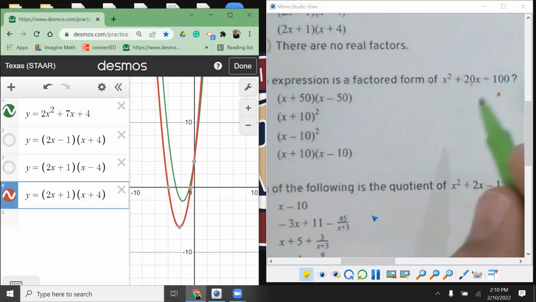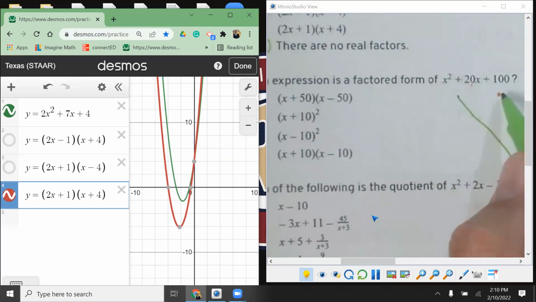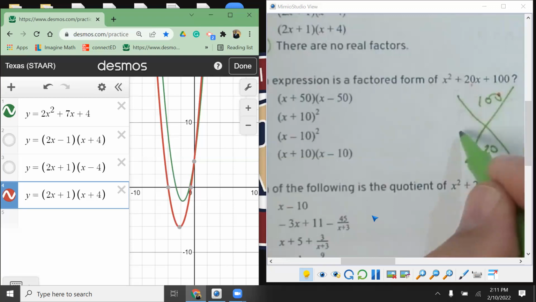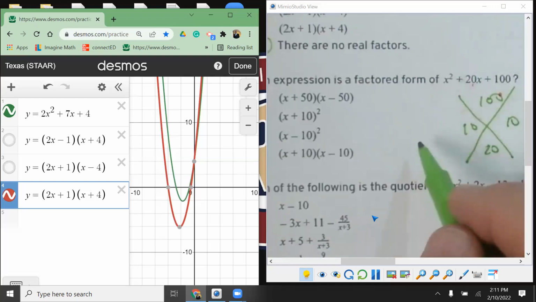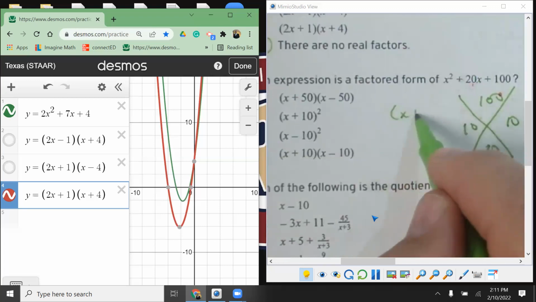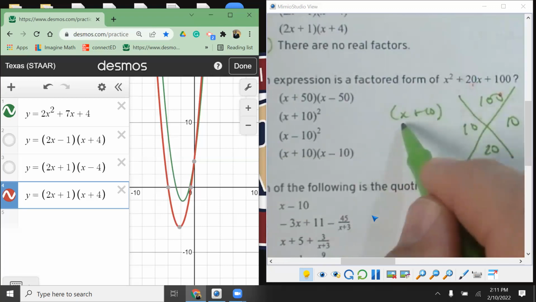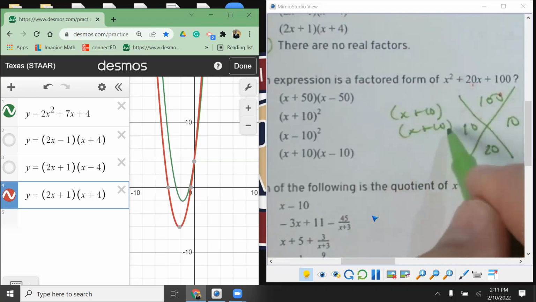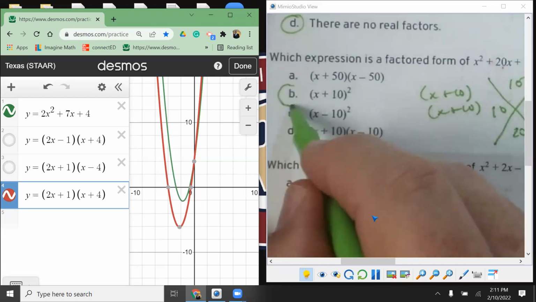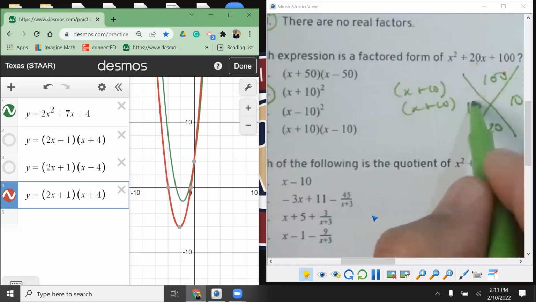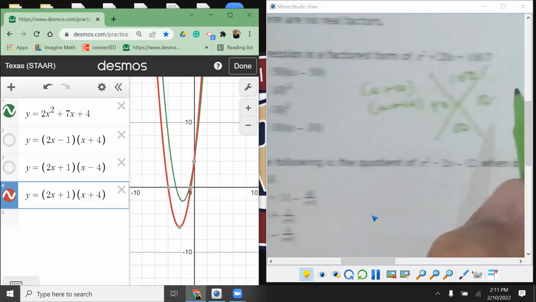All right, so I mean, you actually could do this without even Desmos. I mean, you could do it in Desmos. I'm going to try to do it without it. What two numbers multiply together give me 100, but when I add them, I get 20. Well, two numbers I know that give me 100 is 10 times 10. All right, so that means it's going to be x plus 10 and then another x plus 10. All right, it's because I have two of them, it should be B is my answer. Because think, 10 plus 10 is 20, 10 times 10 is 100.